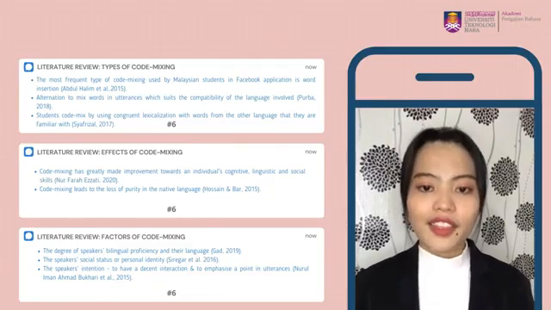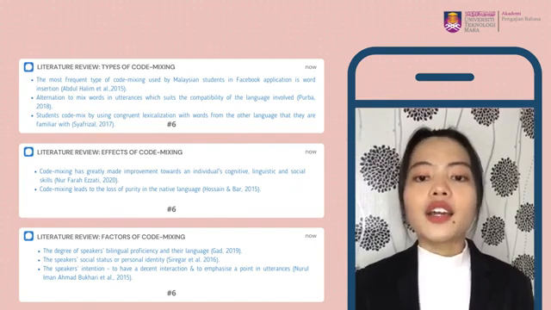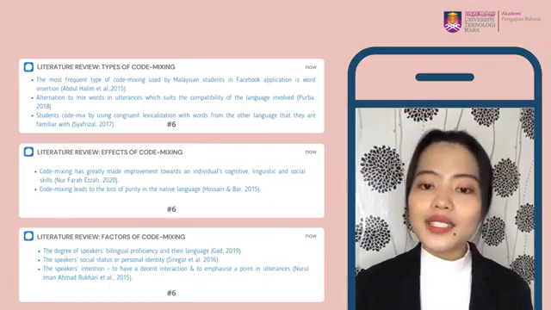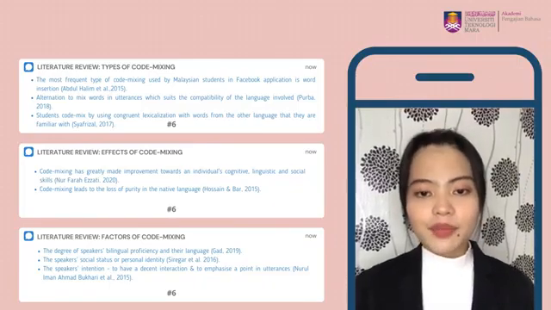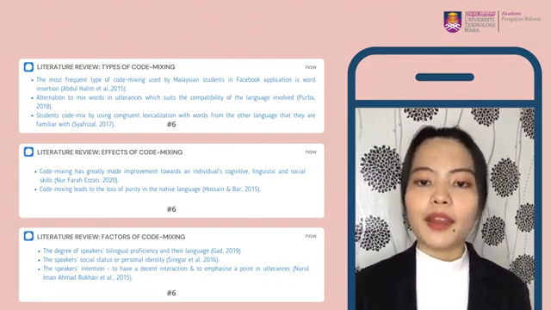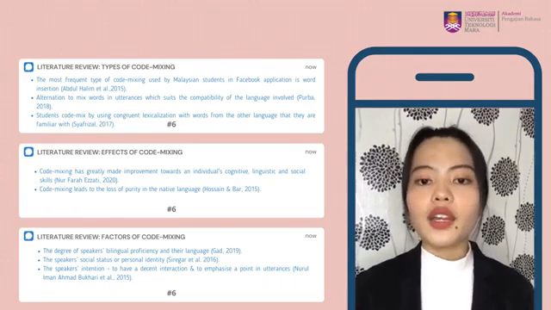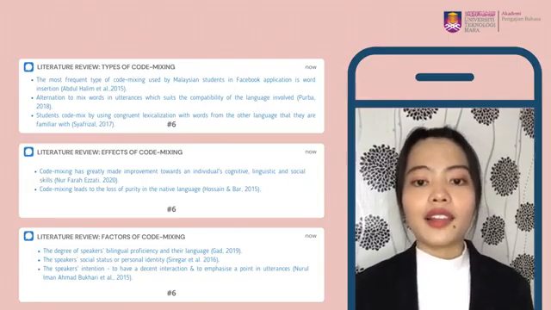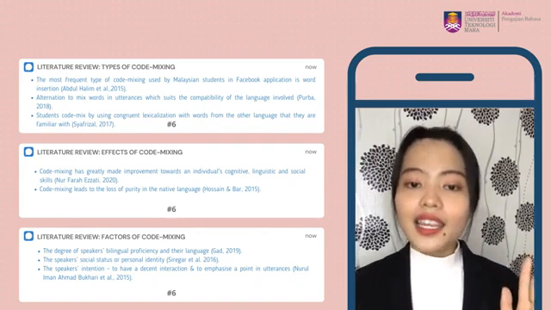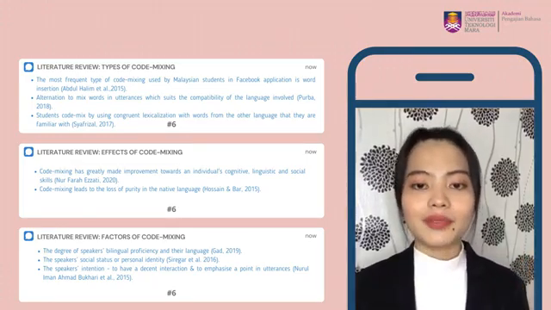Two effects of code mixing that can be summarized are divided into positive and negative sides. Code mixing actually has made improvements towards an individual's cognitive, linguistic, and social skills. Nevertheless, code mixing leads to the loss of purity in the native language, as stated by Hossein and Bar 2015. Factors of code mixing that can be discovered are, firstly, the degree of speakers' bilingual proficiency in their languages. Secondly, the speaker's social status or personal identity. And lastly, the speaker's intention to have a decent interaction and to emphasize a point in utterances.